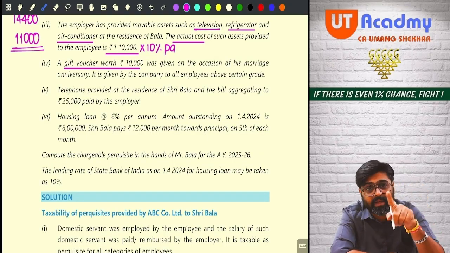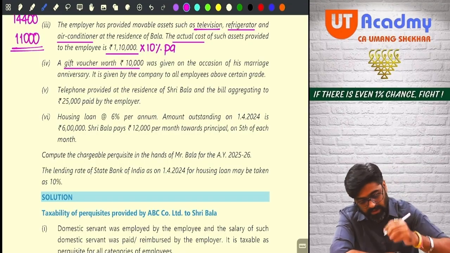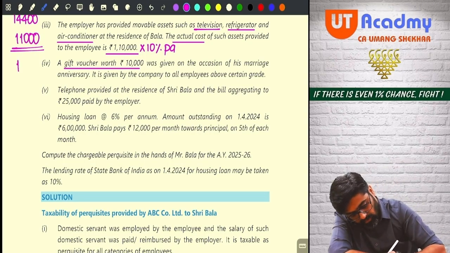Now, is the entire amount 5,000 or less? No, the entire amount is more than 5,000. Then the full amount can be taxed, or the excess can be taxed. How much will you tax? The full amount will be taxed, the full amount 10,000. Done or no?